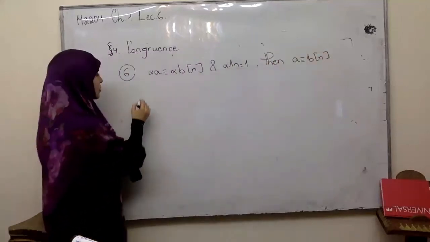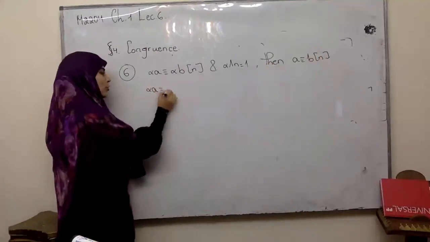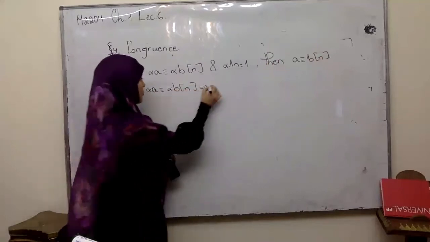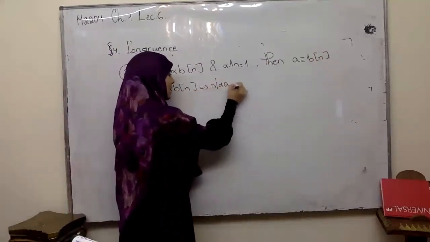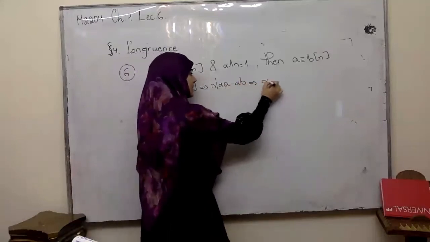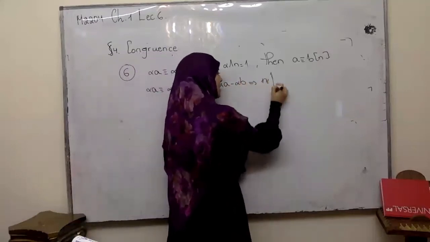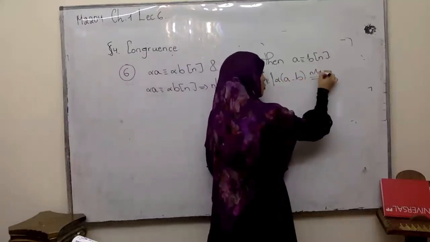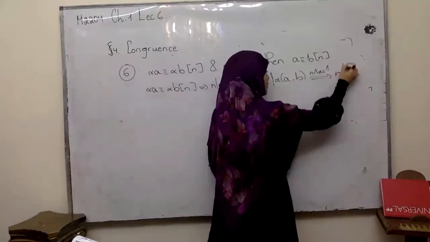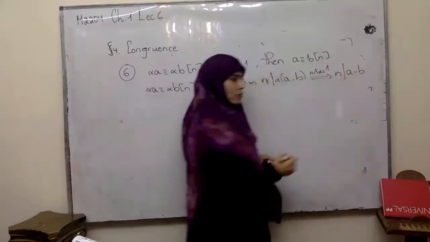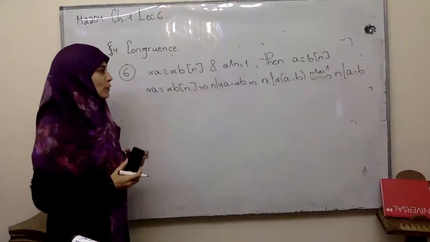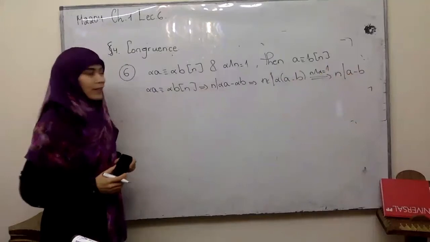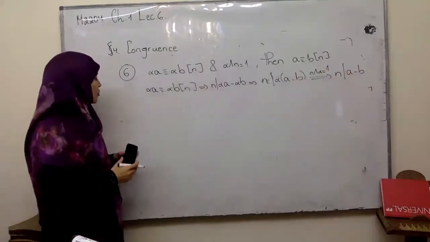The proof, very simply: alpha A congruent to alpha B modulo N implies that N divides alpha A minus alpha B, which implies that N divides alpha times (A minus B). But N and alpha are co-prime, so N divides A minus B, and so A minus B is congruent to 0 modulo N, that is, A is congruent to B modulo N. Okay?